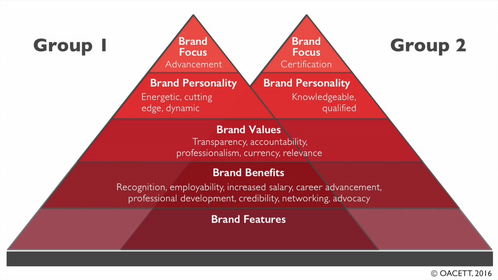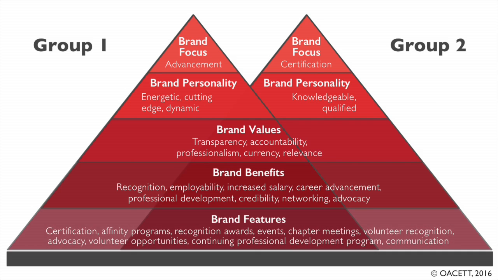And then finally, down at the features level, so what the organization actually offers, they came up with certification, the affinity programs such as the insurance and benefits, recognition awards, events, chapter meetings, volunteer recognition certificates, advocacy, volunteer opportunities, continuing professional development program, and communication. So these are just examples of what 2 groups of your colleagues came up with for the OACETT brand pyramid.